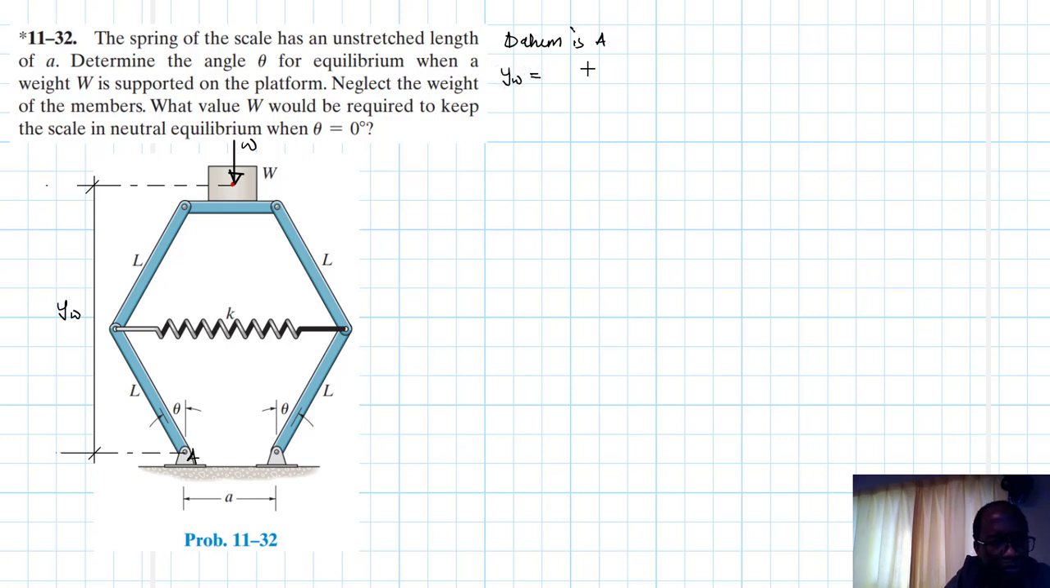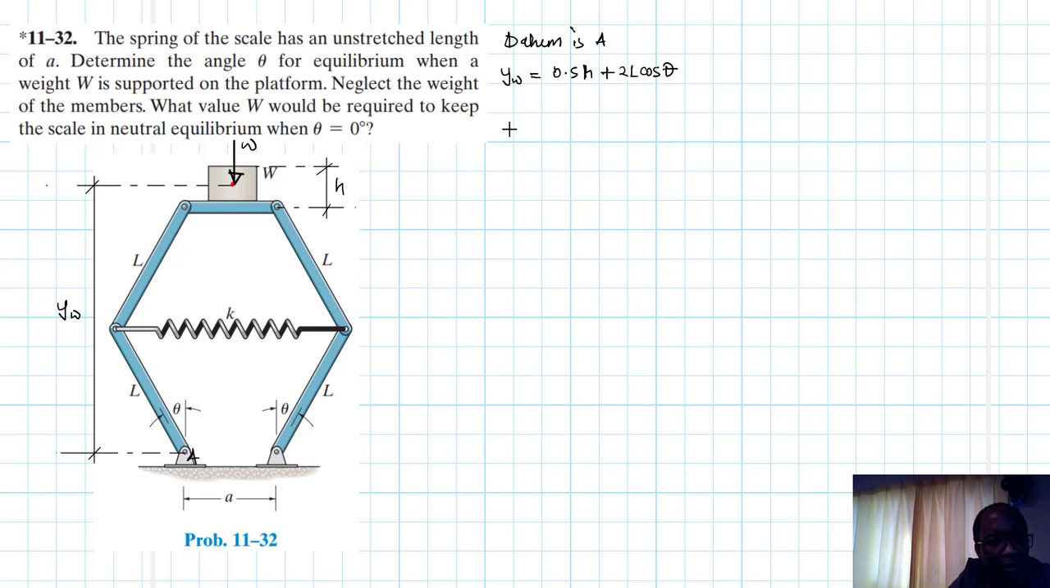y_W is just going to be equal to, so let's say this height here, this height of this block, let's say this height is H. Okay, so say 0.5H plus 2L cos theta.